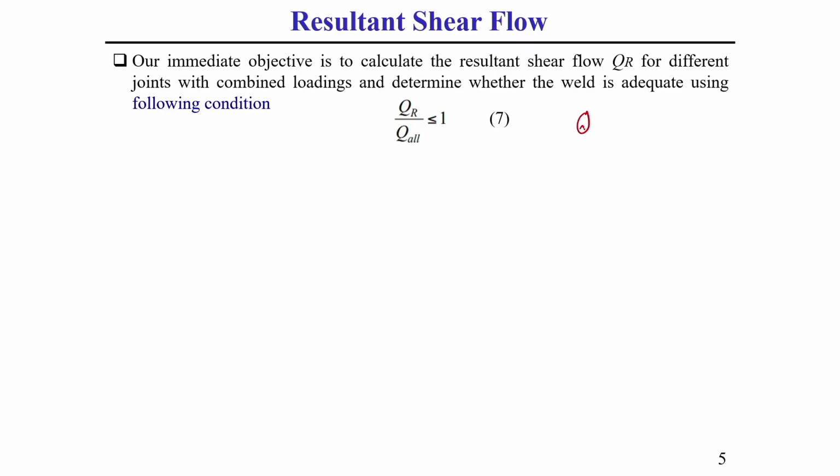Now, you got the idea about how to find out the shear flow in different directions. Based on these things, what do you need to find out? You need to find out the overall resultant shear flow. This overall resultant shear flow you can find out by Qx resultant component square plus Qy resultant component square plus Qz resultant component square, whatever I have shown.